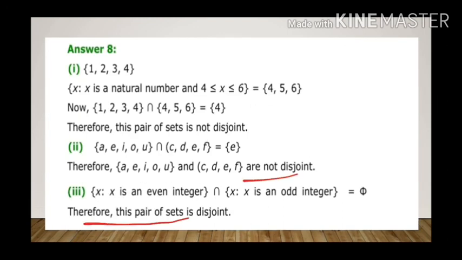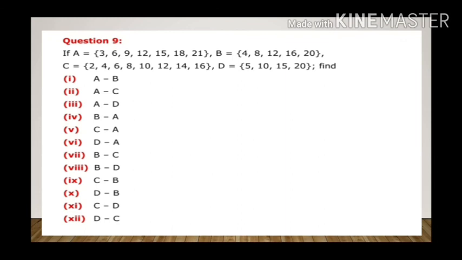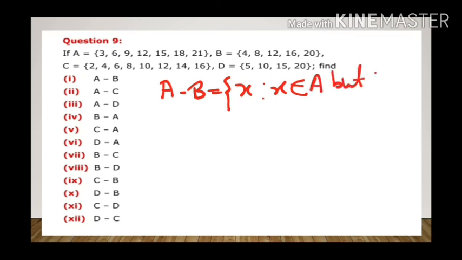Okay, so all the expressions are given here. Now question number 9. If A, B, C and D are given, find A minus B, A minus C, A minus D and all these 12 parts. First of all, what do you mean by A minus B? A minus B means the collection of all the elements which belong to A but do not belong to B.